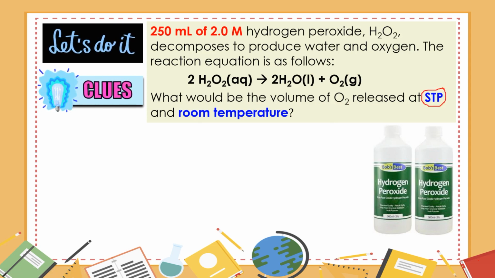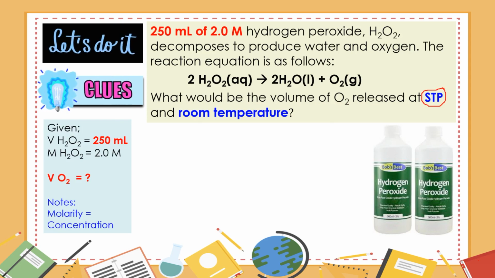First of all, you can take out all the information given in the question. Already given are the volume of peroxide, that is 250 ml, and the molarity of hydrogen peroxide, that is 2.0 molar. Molarity is also known as concentration. The question asks, what is the volume of oxygen at STP and room temperature?